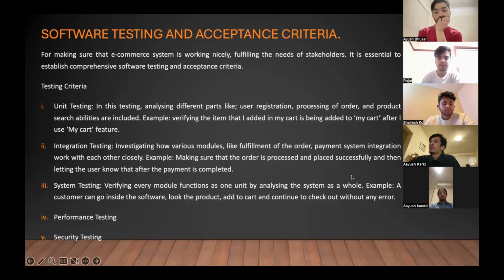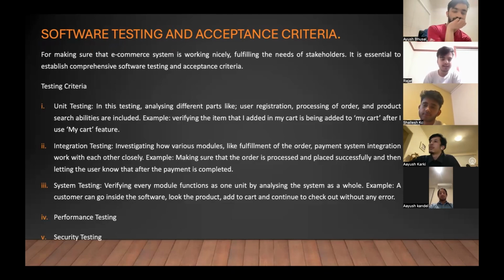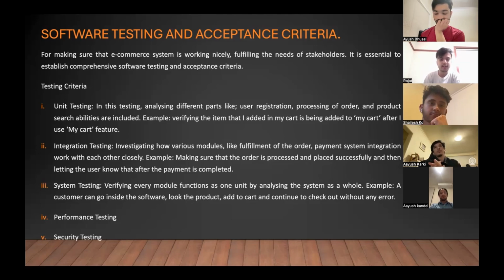Now I'm going to talk about software testing and acceptance criteria for making sure that the e-commerce system is working nicely, fulfilling the needs of stakeholders. It is essential to establish comprehensive software testing and acceptance criteria. Under testing criteria, there is unit testing. In this testing, analyzing different parts like user registration, processing of orders, and product search abilities are included. In integration testing, we investigate how various modules like fulfillment of the orders and payment system integration work with each other closely. And in system testing, we verify every module functions as one unit by analyzing the system as a whole.